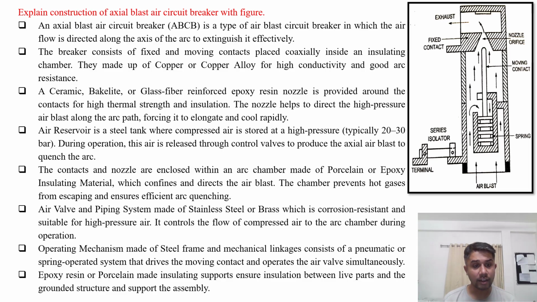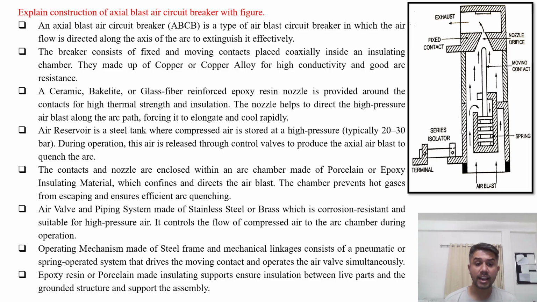Now, the air valve and piping system, made of stainless steel or brass which is corrosion resistant and suitable for high pressure air, is part of this type of breaker. It controls the flow of compressed air to the arc chamber during the quenching operation.